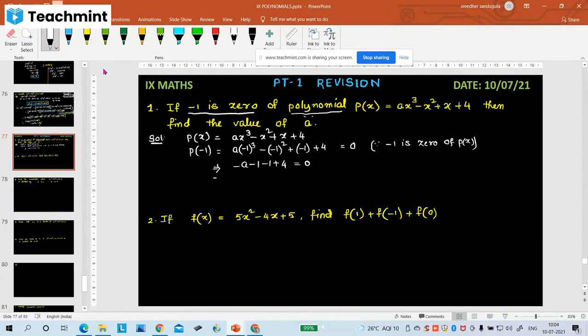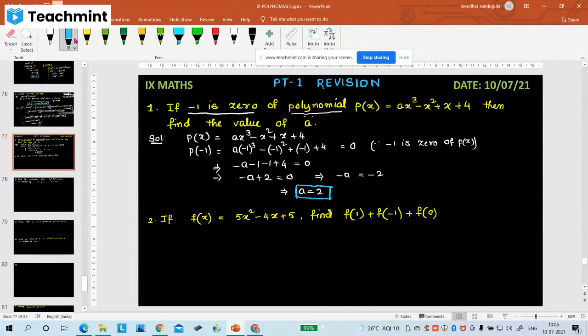So that implies minus a equals to, here minus 1 minus 1 is minus 2. Minus 2 plus 4, you get plus 2 equal to 0. So that implies minus a equal to, if you transpose plus 2 to this side, you will have minus 2. From this you got the value of a, that is 2, because minus is there on both sides. If you divide by minus 1, you get the value 2. So this is the required value of a. This you have to highlight. Therefore, a value is 2.